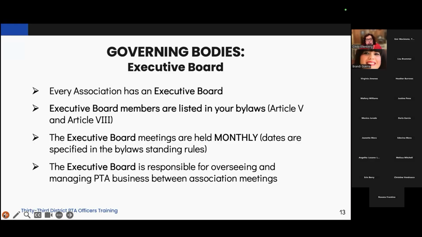The executive board, every association has an executive board, whether you're at the school unit level, the council level, district level, state level. You have an executive board, and the members are listed in your bylaws, both in Article 5 and 8. Your executive board meetings are to be held monthly. Dates are specified in your bylaws standing rules. It might be the third Thursday of the month. The executive board is responsible for overseeing and managing your PTA business in between association meetings.